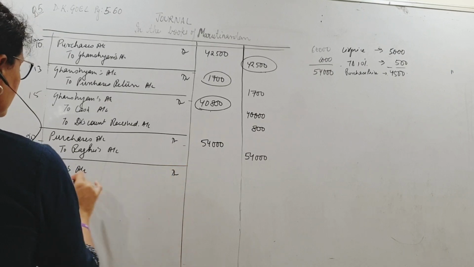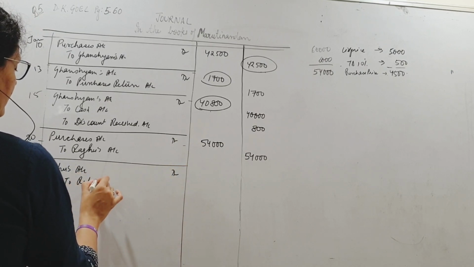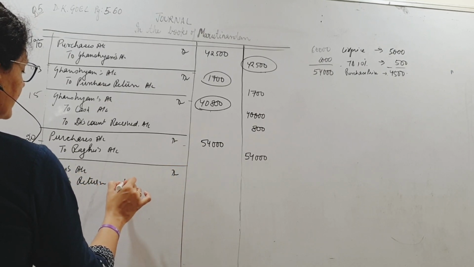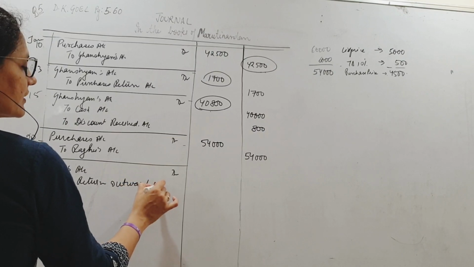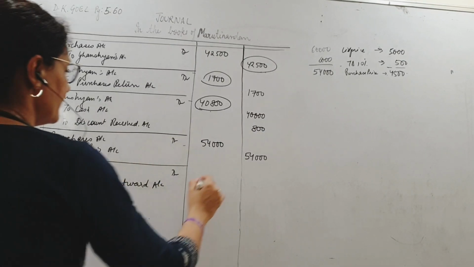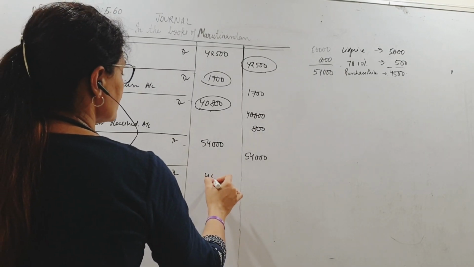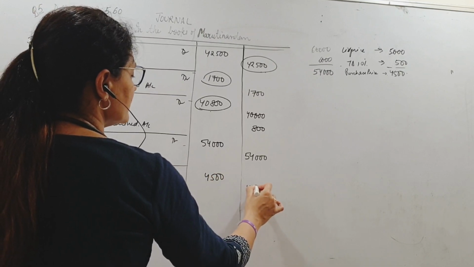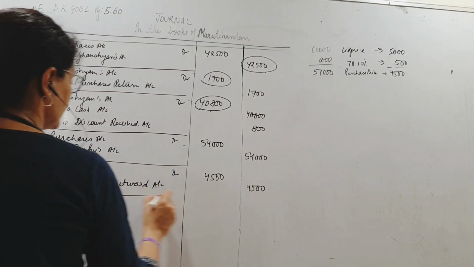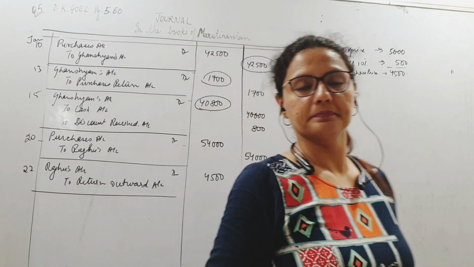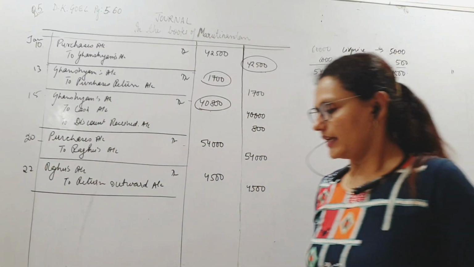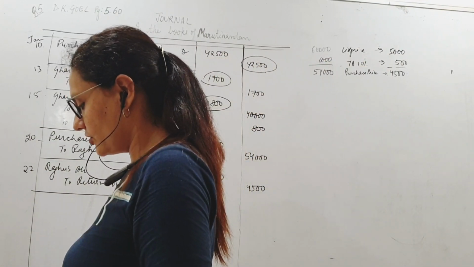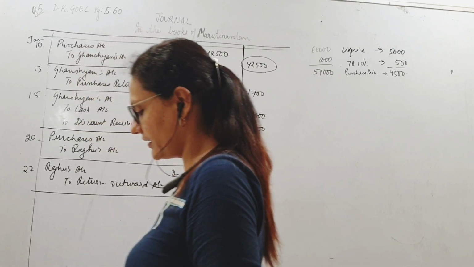account debit to return outward. See, I can use this account name also. Okay. So it is 4,500 worth of goods returned. Being goods returned to Raghu. Okay. Next one is paid cash Raghu 49,000 in full settlement of his account.